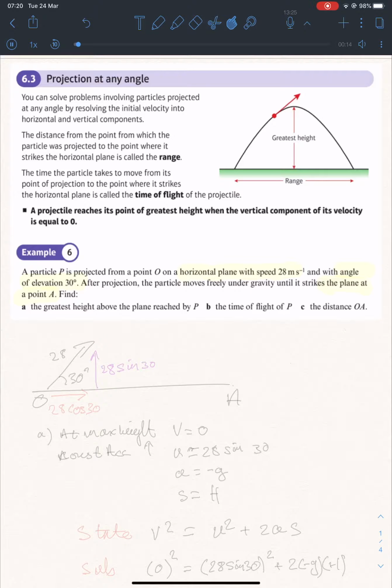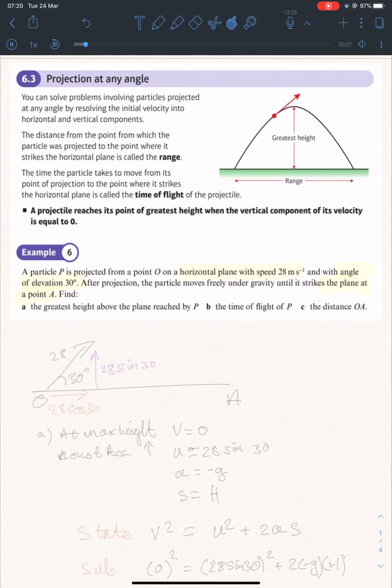So we're going to continue from the work on projectiles that we've been doing. Section 6.3, example 6 is where we're going to start, and I'm going to go through two examples, example 6 and example 7, and then set some work from the exercise at the end of it for you to try. At the end of which I would ask you to self-mark it. Okay, here we go then.